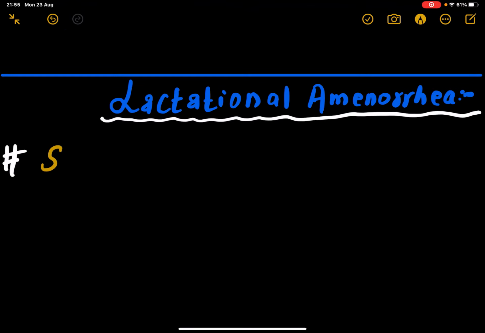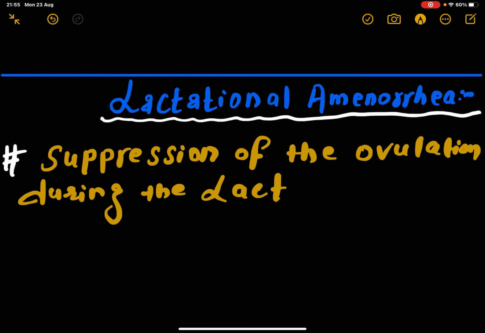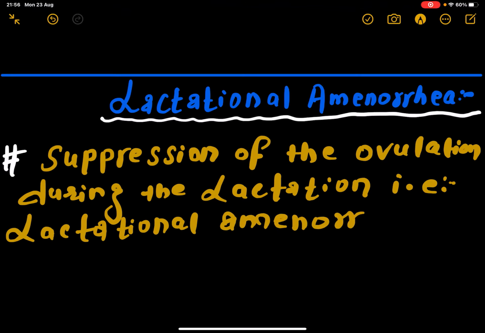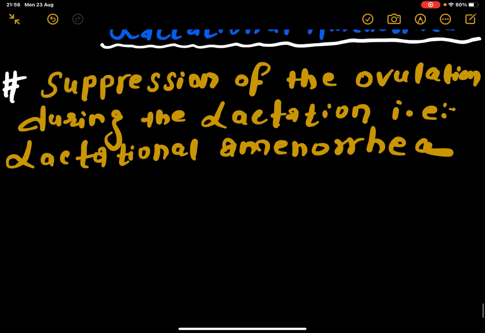So suppression of ovulation during the lactation, i.e., lactational amenorrhea, whose mechanism will be discussed right here.